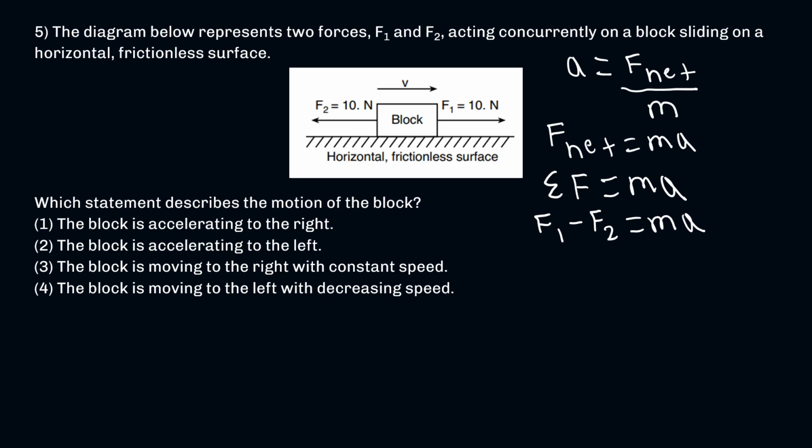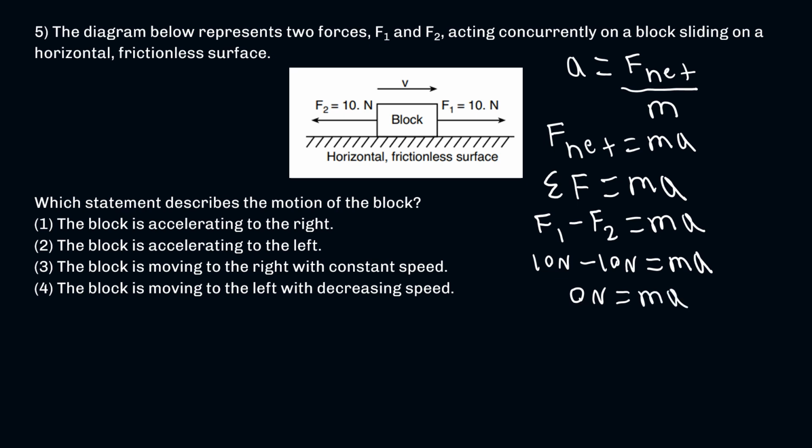All right, so now we can just plug everything in that we have here. So we have F1 is 10 newtons, then minus the 10 newtons of F2 equal to mass times acceleration. So 10 minus 10, that gives me a 0 net force, or a 0 sum of all forces. So 0 newtons equals mass times acceleration.